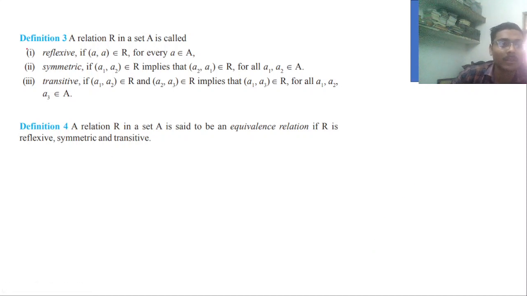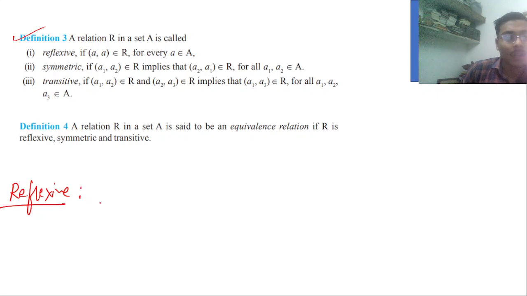Now coming to definition 3 of this chapter, after solving the first example: the relation R in a set A is called reflexive. So what we will have to study here is reflexive. If (a, a) for every a belonging to A is present in this set. This is what we will have to consider in this coming definition. So what is reflexive?